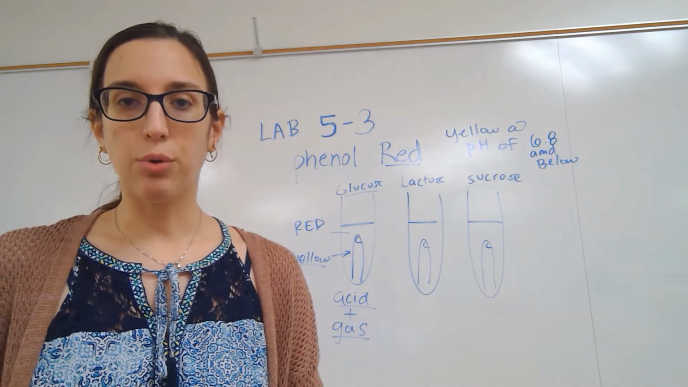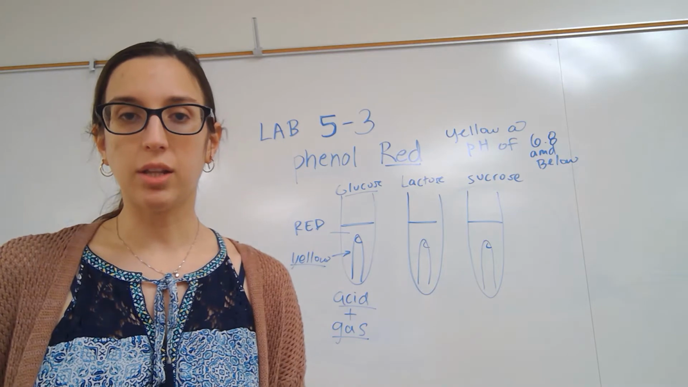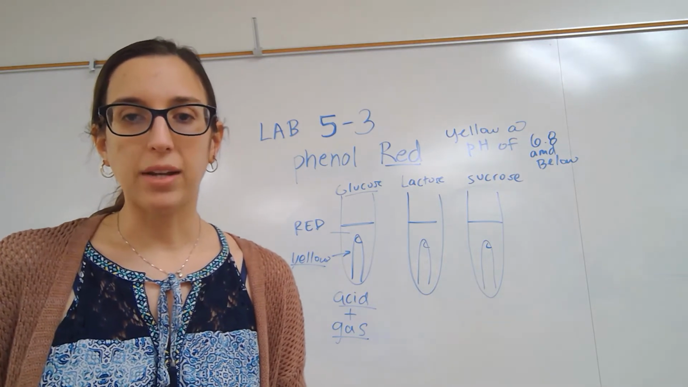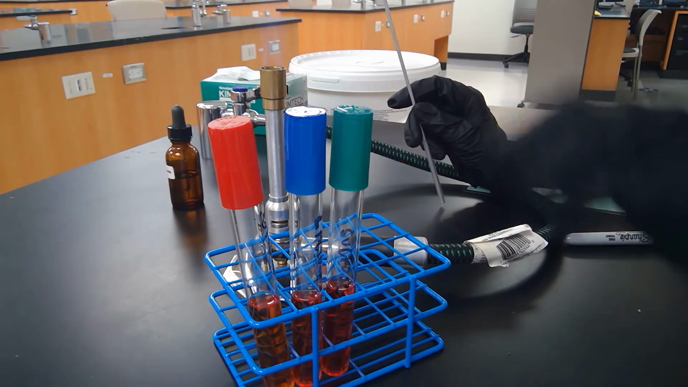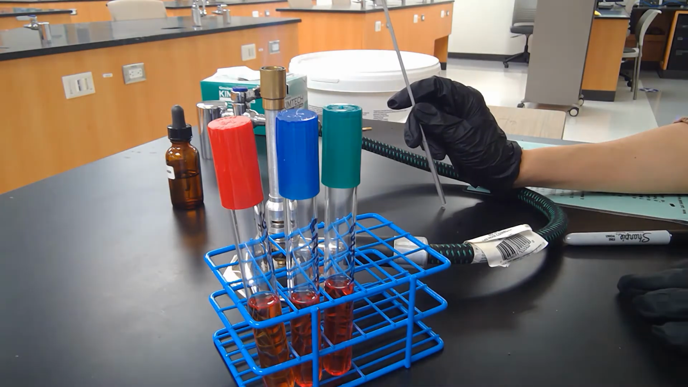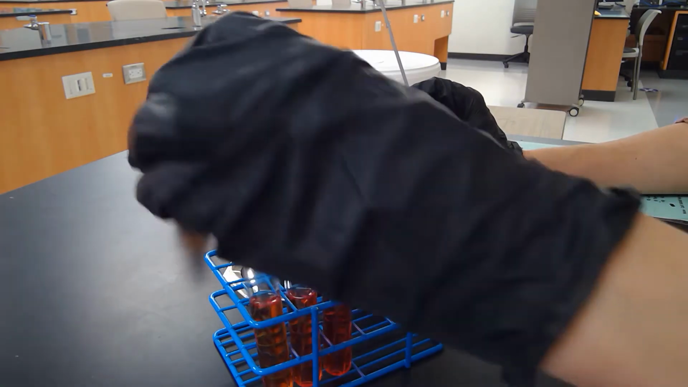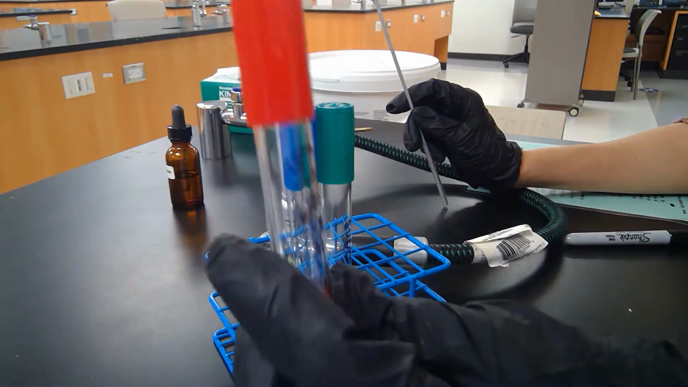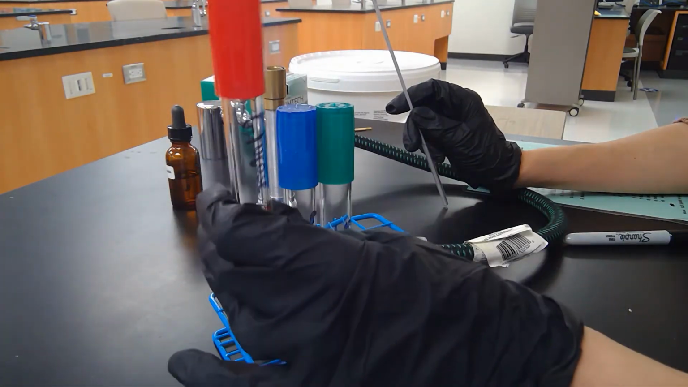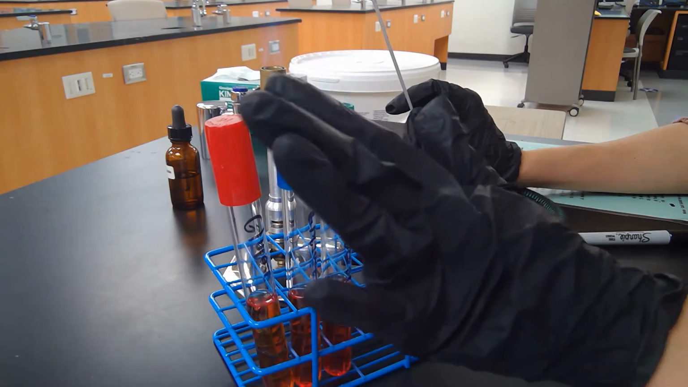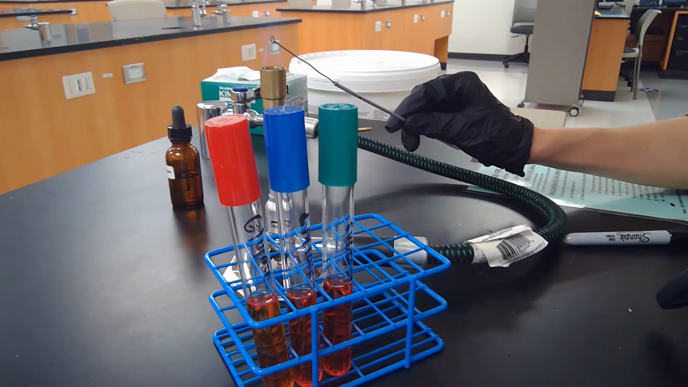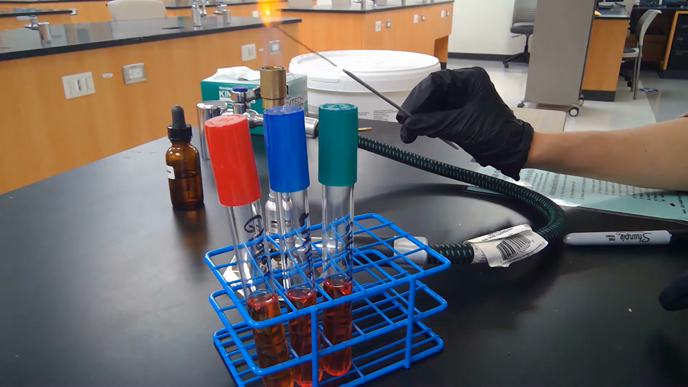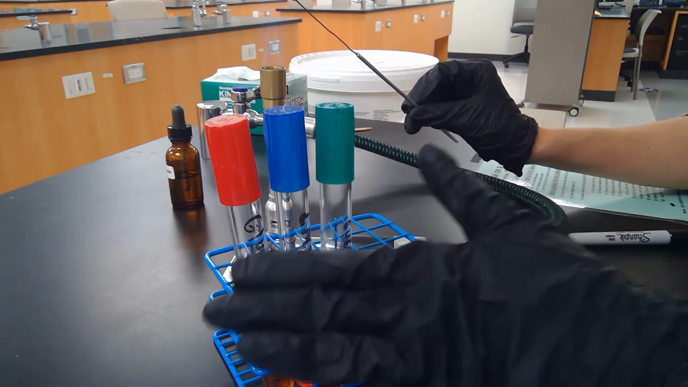So now we're going to go through how we actually inoculate these 3 bacteria. In order to inoculate this Phenol Red, we have 3 tubes. One tube has only glucose as the carbon source. One tube, which is the blue one, is lactose, and one tube is sucrose. So we're just going to take 3 bacteria and we're going to put them into each of these.